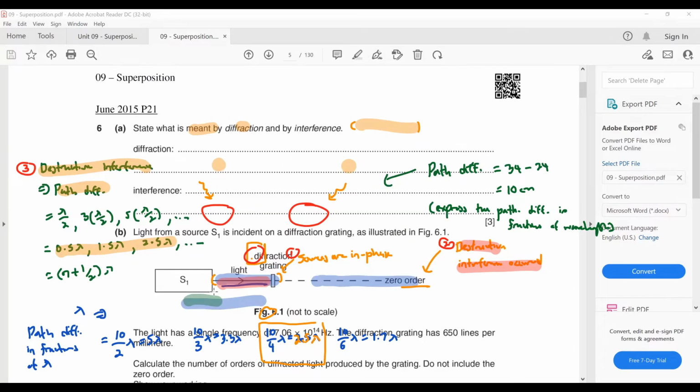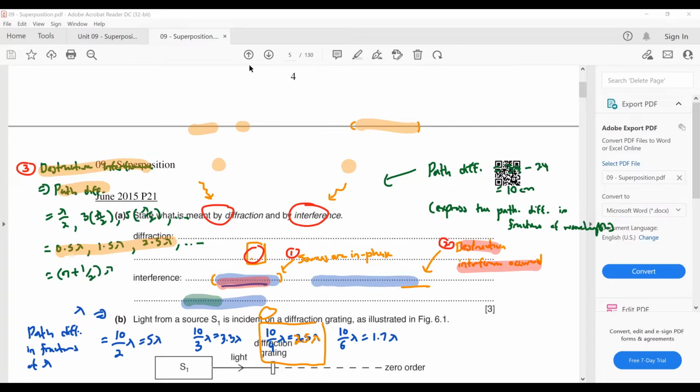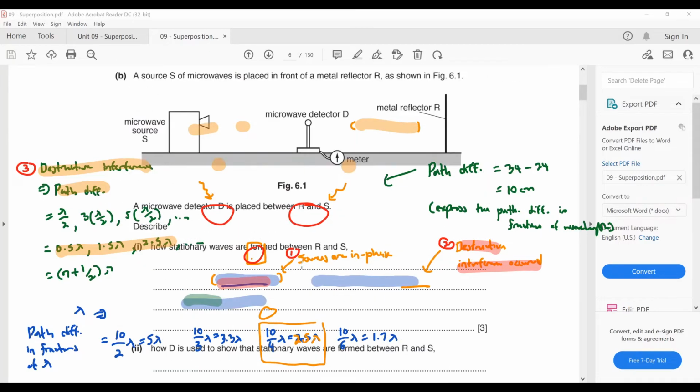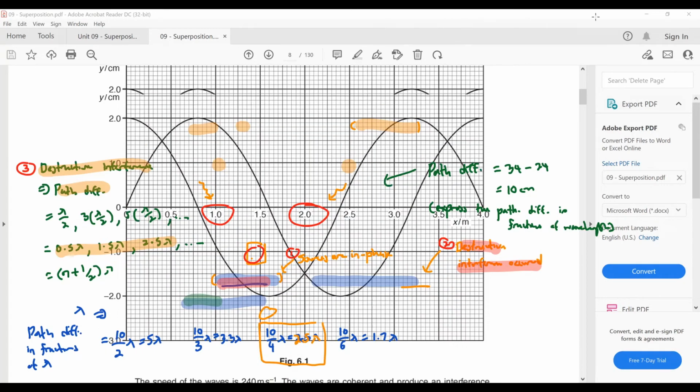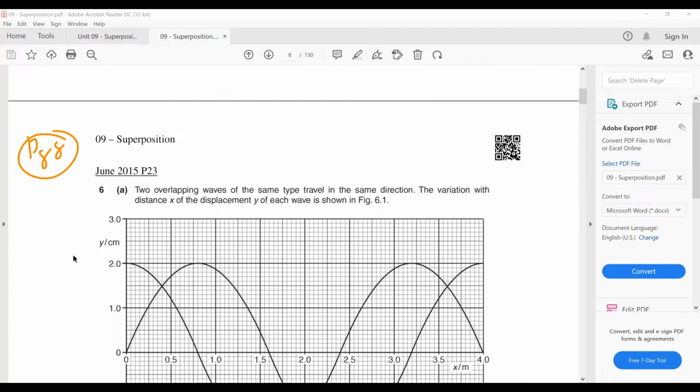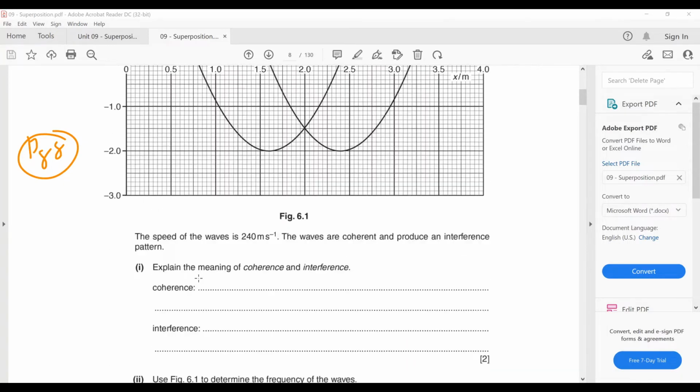Okay, then after that, I move on to the next question. Page 5 I cannot do, page 6 I cannot do. Okay, the next page you can do is page 8. All right, you have two overlapping waves of the same type that travel in the same direction. The variation with distance x or the displacement y of each wave is as shown.